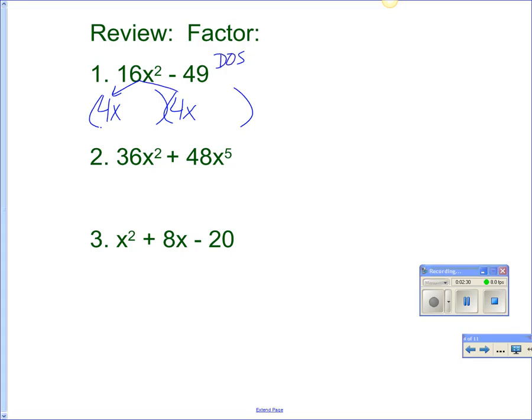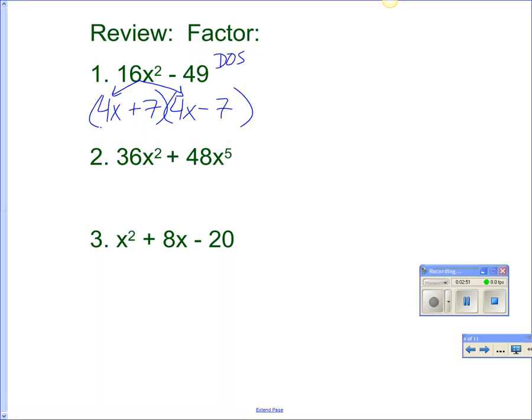So I'm splitting up the 16. Sorry, what are my signs? The same or different? Good. Different. So a plus and a minus. And Jesse had us 49 split. Good. Okay. Any questions on number 1?